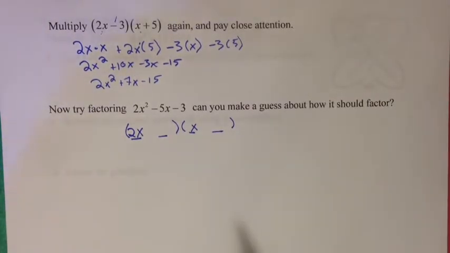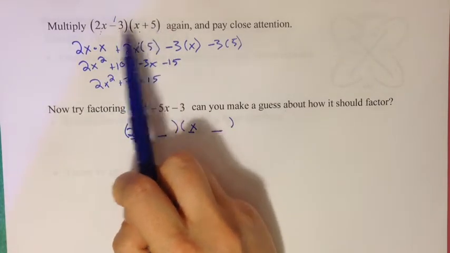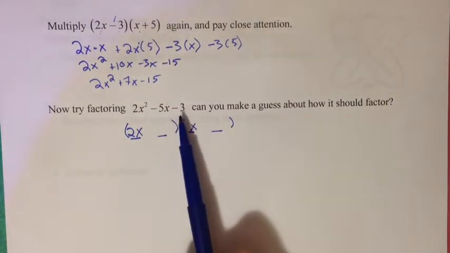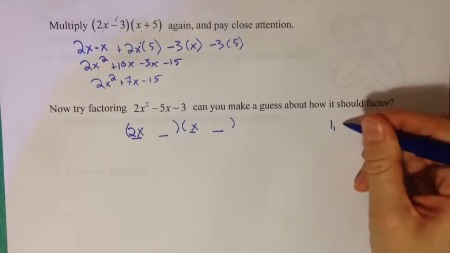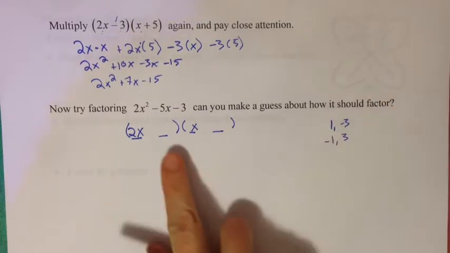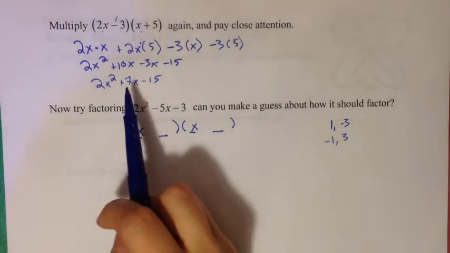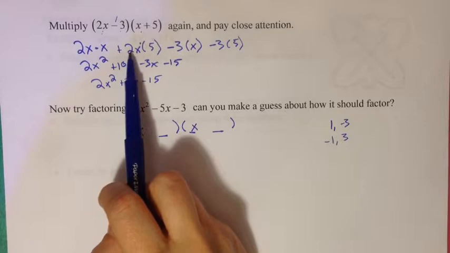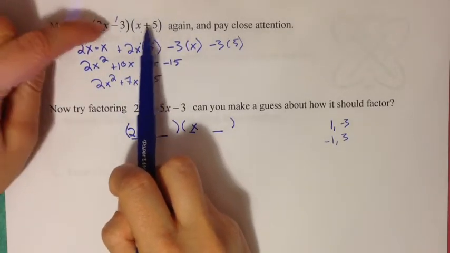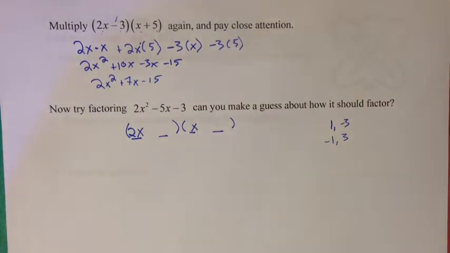Another thing that I noticed is that my last term, the constant term, came from multiplying these last 2 terms together. I need to multiply 2 things together to get negative 3. So it's going to have to be 1 and negative 3, or negative 1 and positive 3, but I don't know which spot it should go in. Finally, I noticed that my middle term came from first multiplying my outside and inside terms together and then adding. Let's see if we can do a little bit of guess and check to make this work.